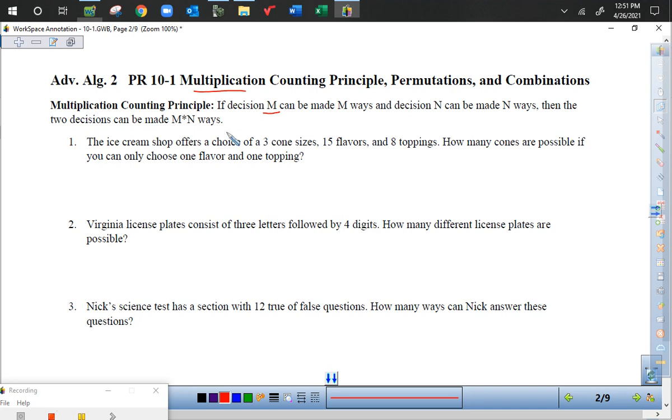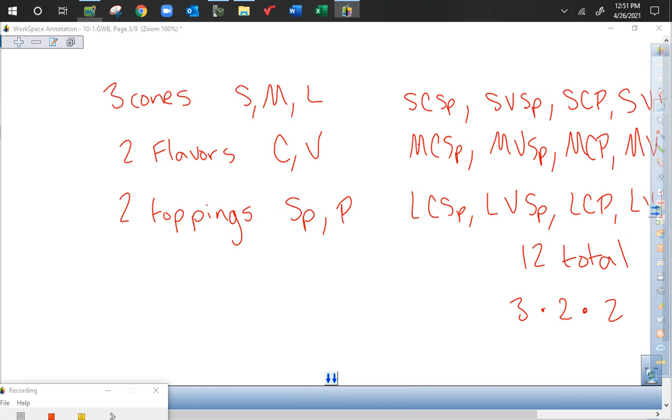Before we get to this 3 cones, 15 flavors, and 8 toppings, I want to relate it to this M times N. We are making more than 2 choices here. We'll have 3 separate ones. And I want to explain why we can just multiply the different options together using a smaller example. So I'm going to keep the 3 cone sizes, small, medium, large, but I'm going to cut down the other to give you a visual here.